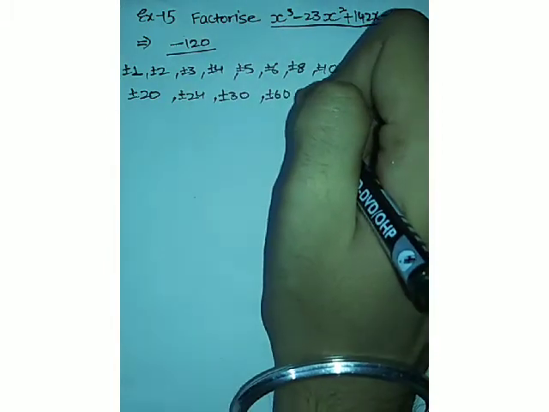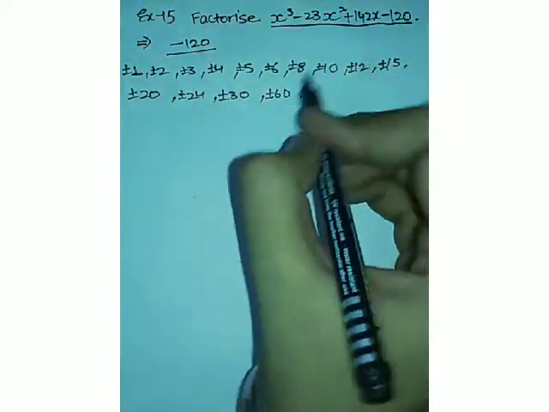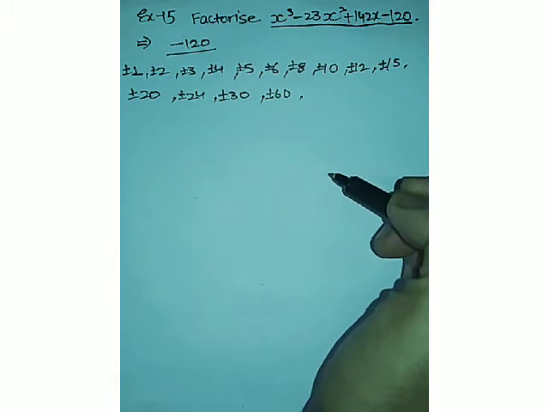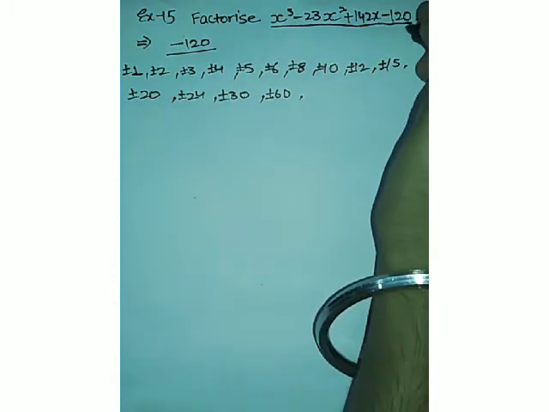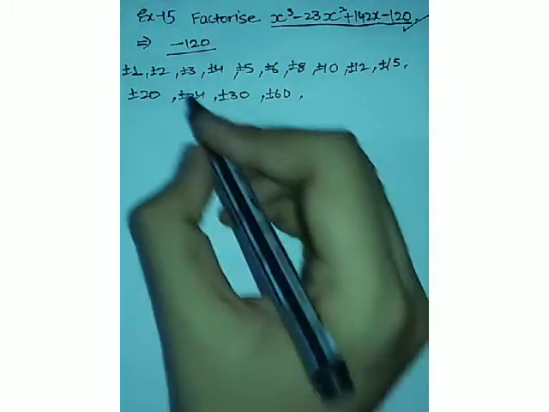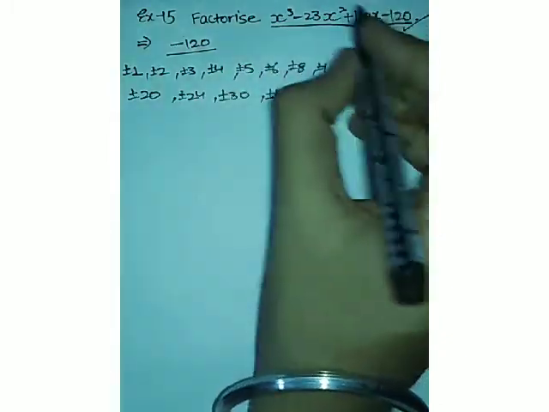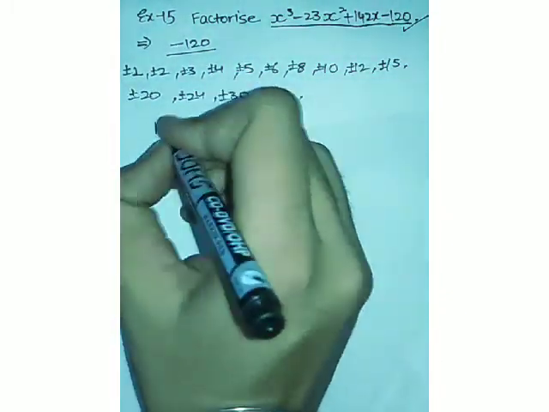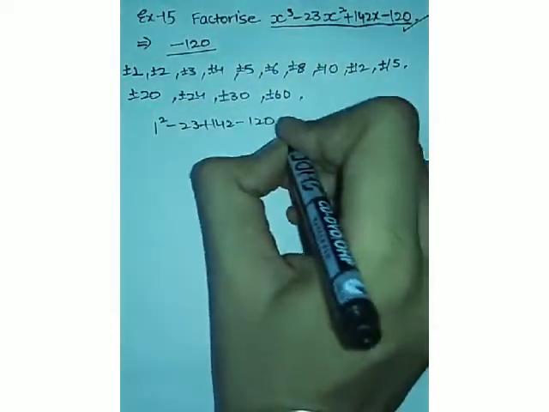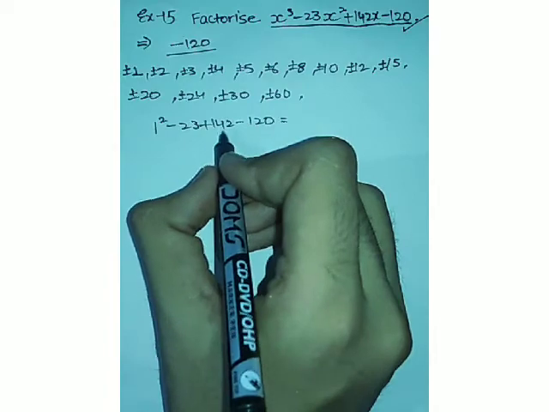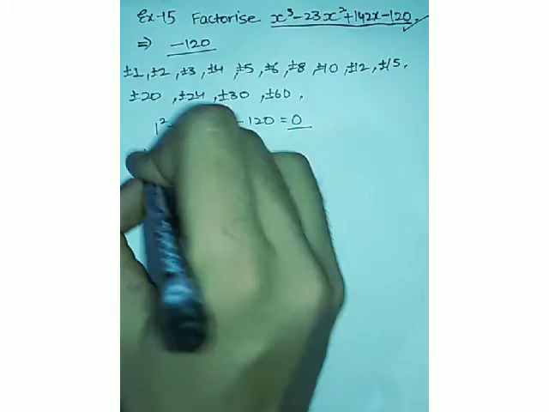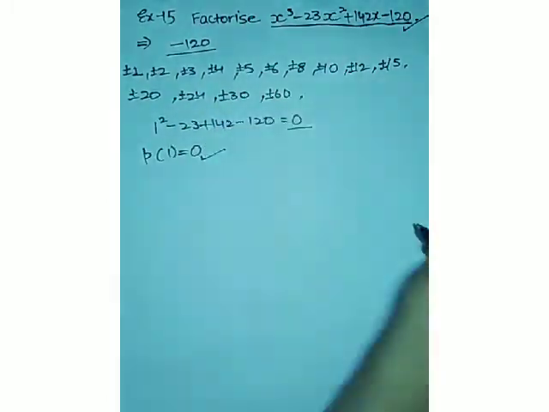Now here's where the toughest part begins. You have to put the values one by one in the given polynomial by hit and trial method, and see at what value p of x becomes 0. This sum is very easy, because as soon as you put x equal to 1 in the given polynomial, what will you see? That 1 cube minus 23 plus 142 minus 120. 1 minus 23, that is minus 22, 142 minus 22, that is 120, 120 minus 120, that is 0. It means p of 1 is equal to 0.